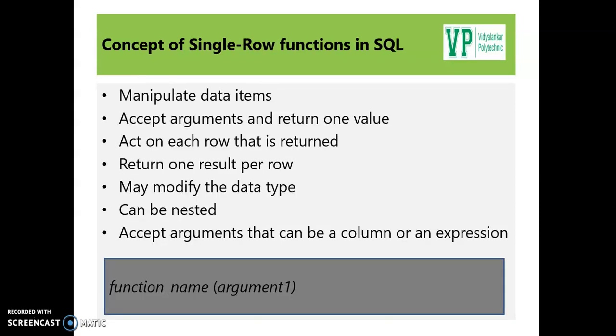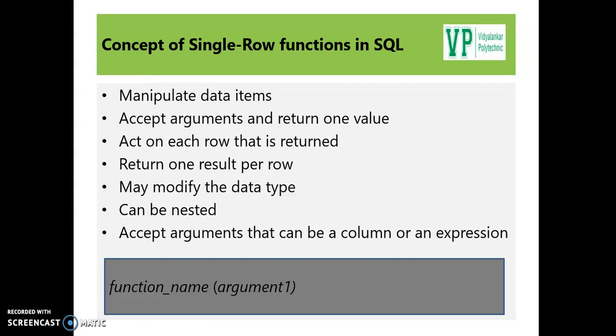So here we are going to discuss single row function features. The main features are: manipulate data item, accept arguments and return one value, act on each row that is returned, return one result per row, may modify the data type, it can be nested, and it can accept arguments that can be a column or an expression. So let's discuss one by one.